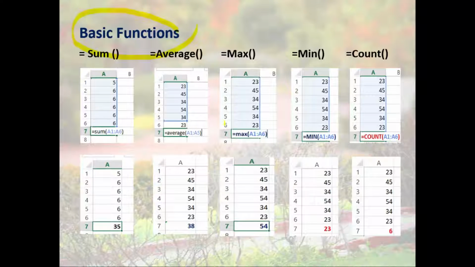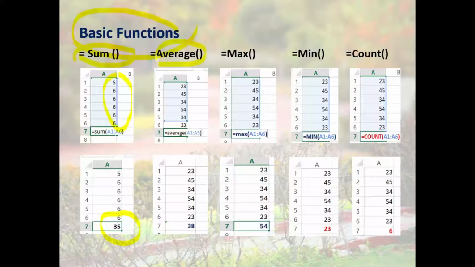This one is a basic function, sum, menjumlahkan secara keseluruhan. You can see here the formula: type equal sum open bracket, and you can block all the data, the numbers, and closing bracket. So the answer is 35.